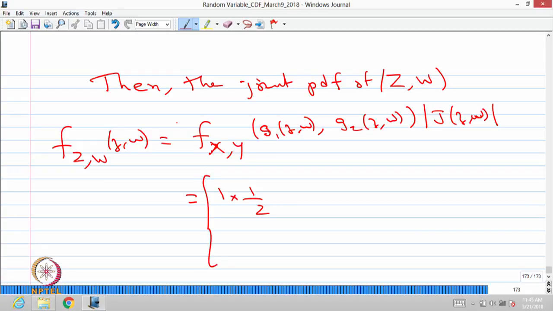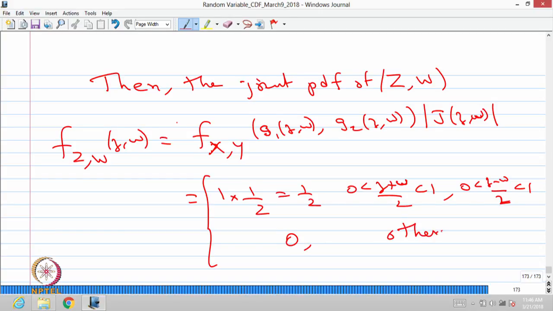Provided x lies between 0 and 1. So, here it is 0 less than z plus w by 2, which is less than 1. Similarly, y lies between 0 and 1, that is 0 less than z minus w by 2, which has to be less than 1. So, as long as z and w satisfy these two conditions, the joint probability density function is 1 by 2. Otherwise, it is 0.